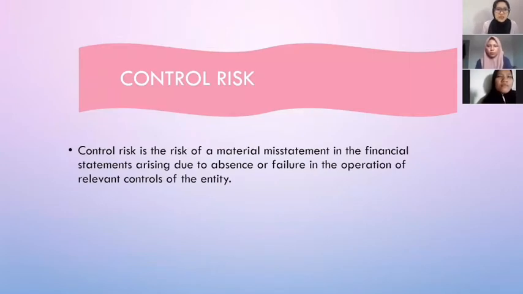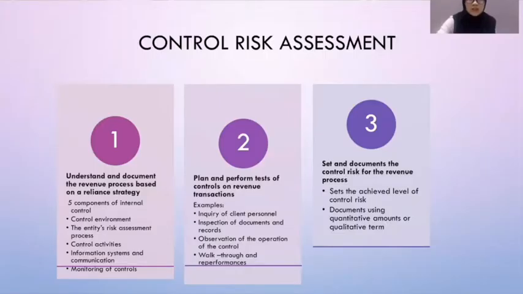Next is control risk. Control risk is the risk of material misstatement in the financial statements arising due to the absence or failure in the operation of relevant controls of the entity. So, to avoid this control risk, an organization must have adequate internal control in place to prevent and detect instances of fraud and error. These are the three major steps in setting control risks for the revenue process.